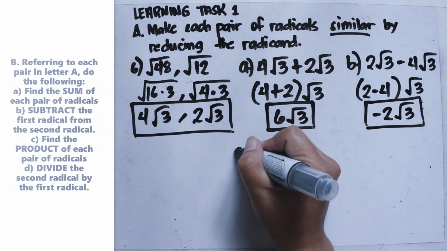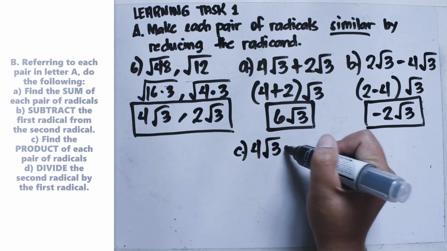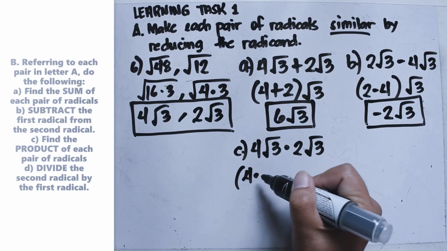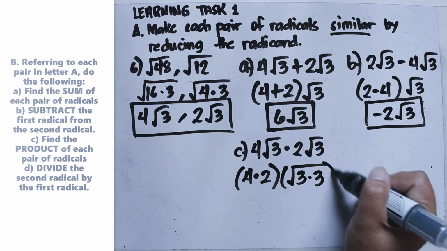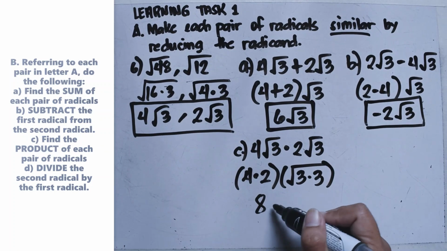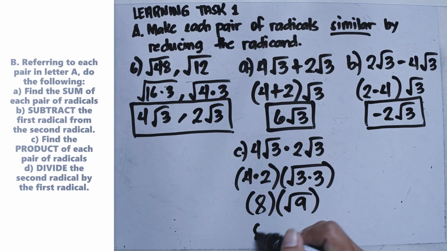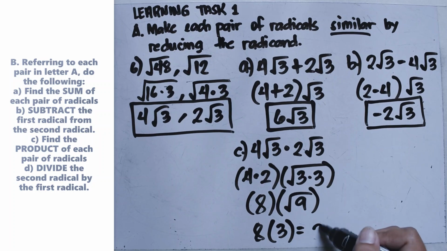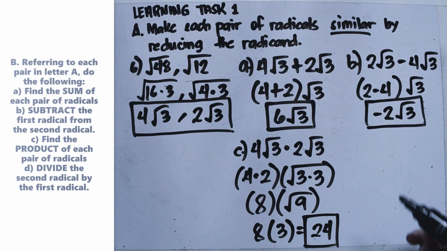So, let's now proceed with letter C. Find the product. We have 4 square root of 3 times 2 square root of 3. Multiply the numerical coefficient 4 times 2, and then copy the same index and multiply the radicands. 4 times 2, we have 8 and then square root of 3 times 3 is 9. What is the square root of 9? Syempre, 3. And 8 times 3 is 24. Ito na po yung final answer natin sa letter C.